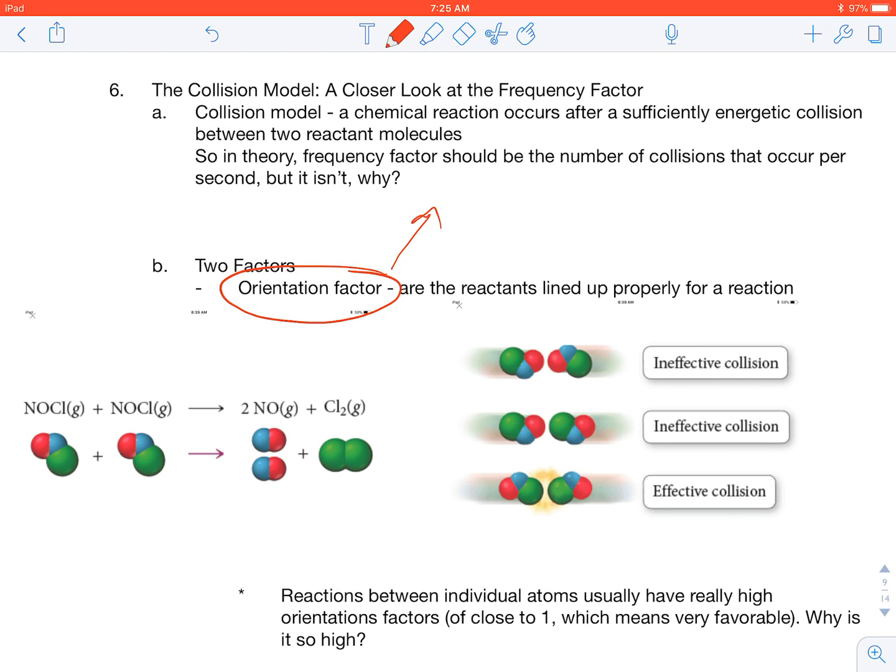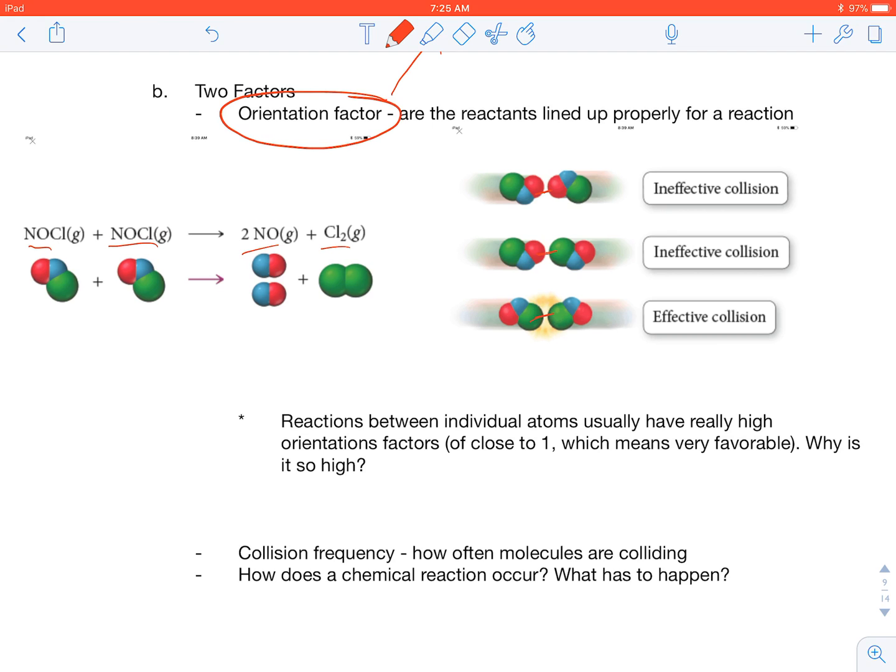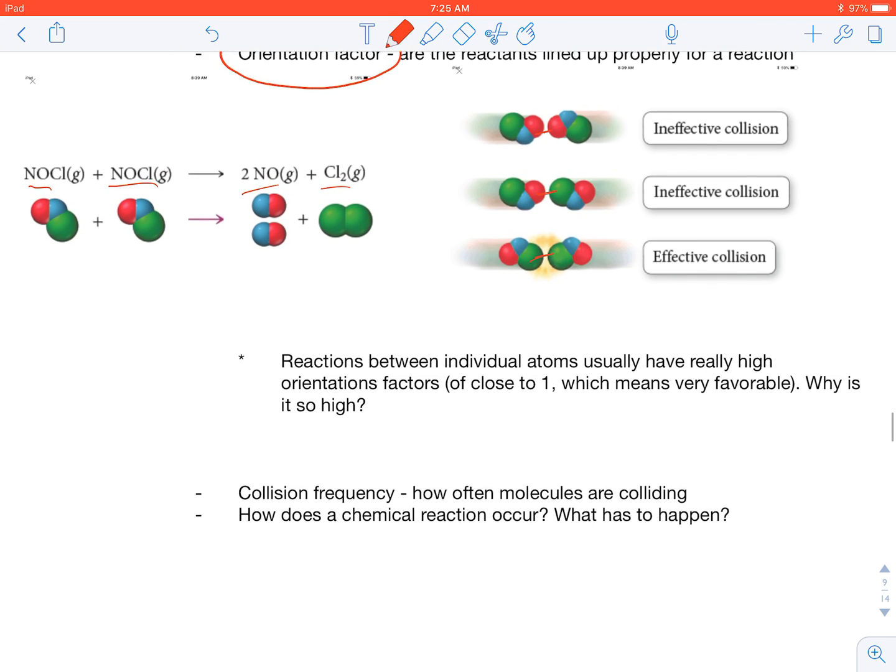If they're not lined up, so if we look down here, here's our reaction: NOCl plus NOCl gives us 2NO and Cl2. If they are hitting with our Ns lined up, that's not effective. Or our N and our Cl, that's also not effective. But if our two Cls are hitting, that gives us an effective collision, breaking off the Ns and the Os. So orientation factor is one part of it.